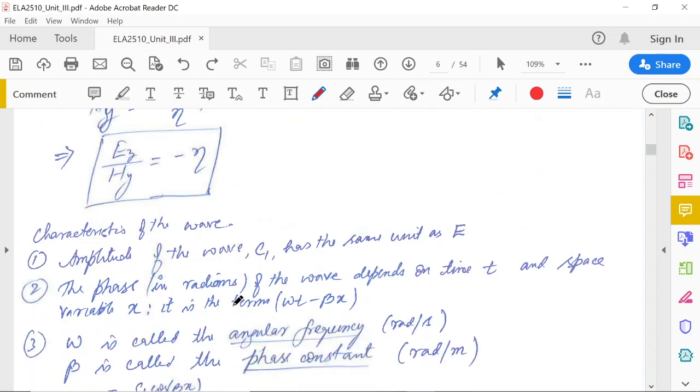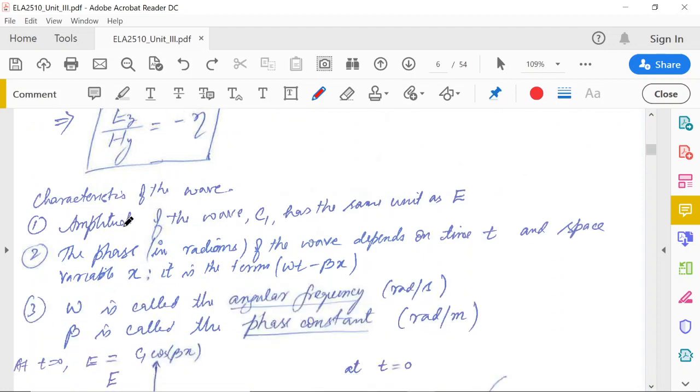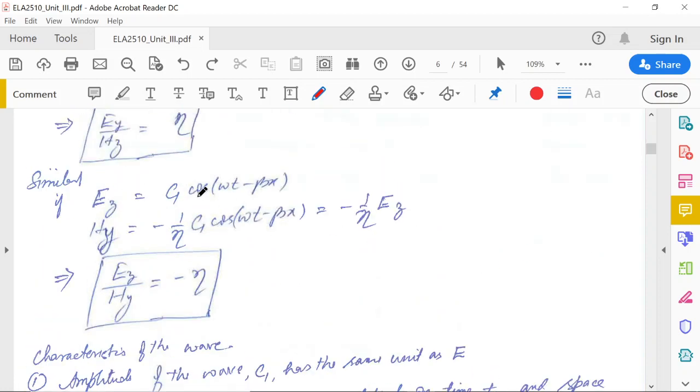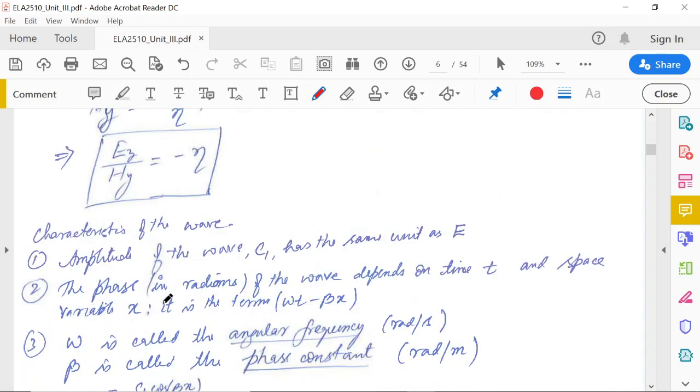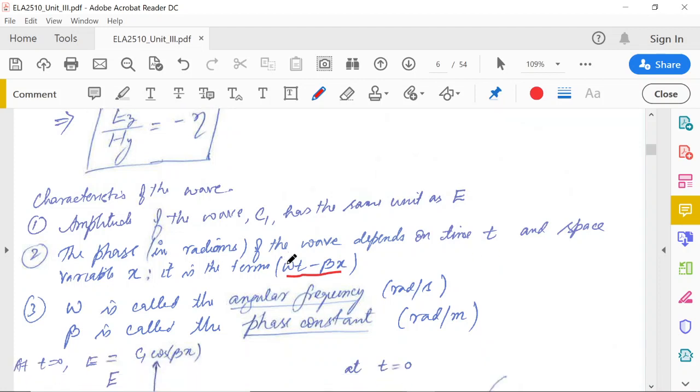Now some properties of the wave. The amplitude of the wave, C1, has the same unit as E, the electric field. The phase of the wave depends on time t and the space variable x. The phase is omega t minus beta x, where omega is the angular frequency and beta is the phase constant. Omega is in radians per second because of the t, so this whole term is in radians.